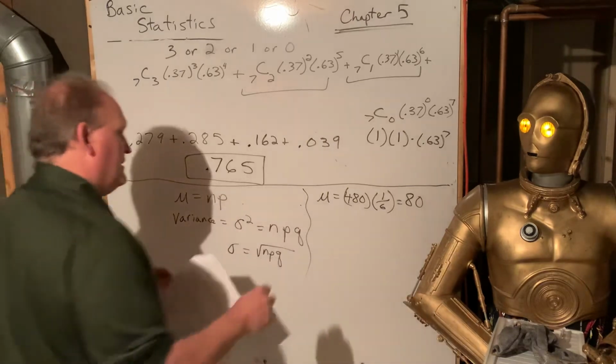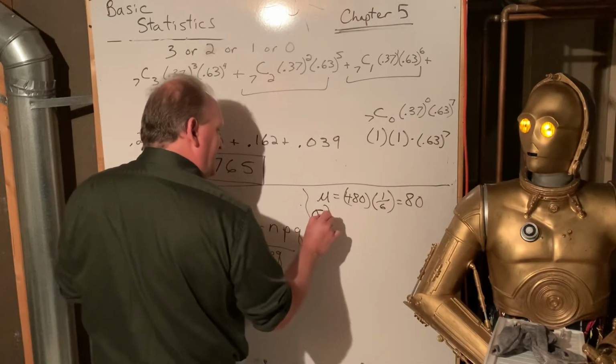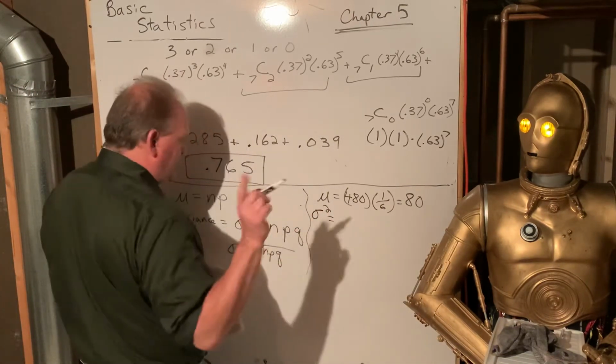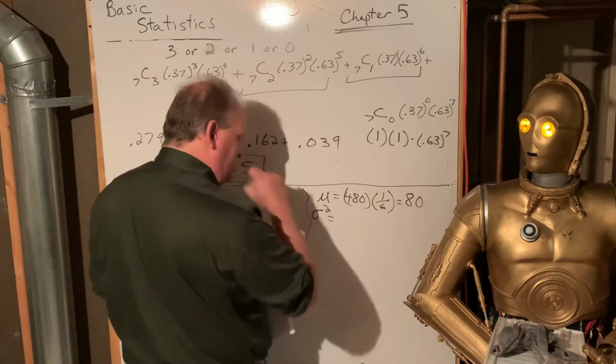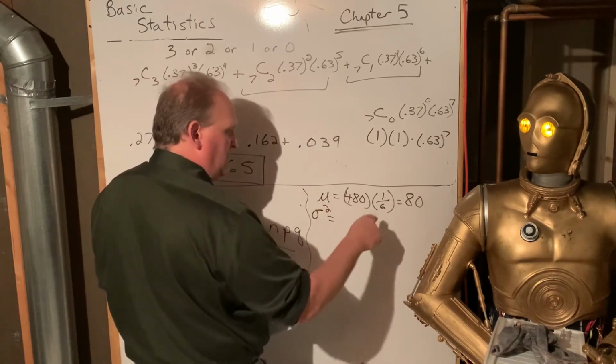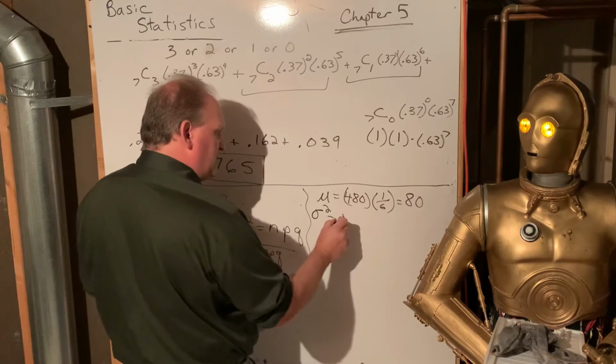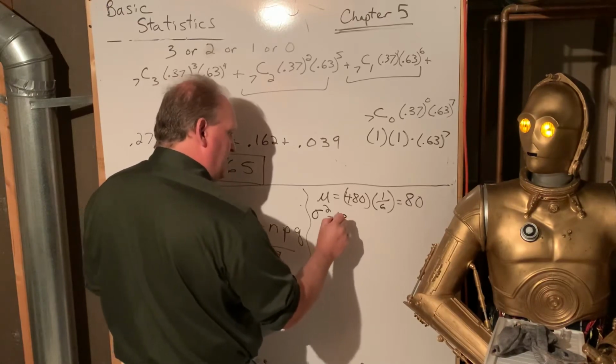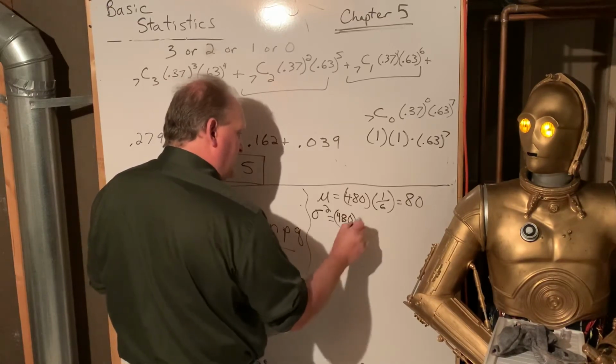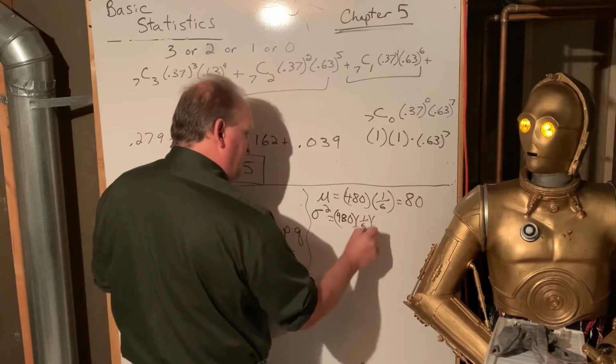To find the variance, that doesn't have much meaning for us. Standard deviation does, but variance does not. So we'll do it though. That's just going to be 480 times 1/6 times 5/6.